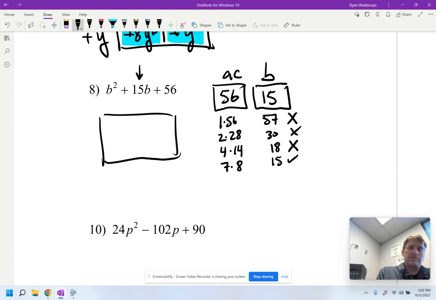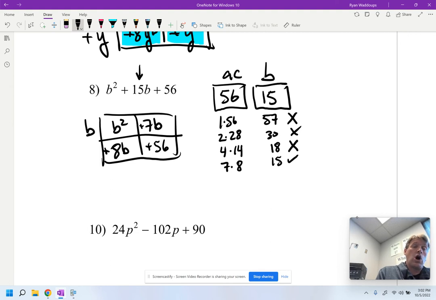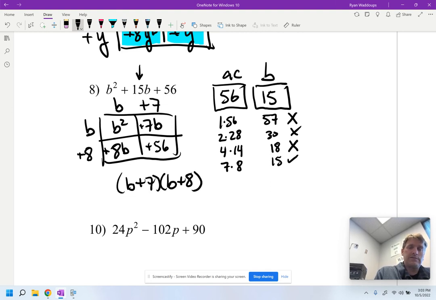We go to the box. We put everything in the box. We put b squared in the box. We put 7b in the box. We put 8b in the box. We put plus 56 in the box as well. And these are positive, and this is positive. And then I say, hey, these have a b in common. These have a b in common. These have 7 in common, and these have 8 in common. And so we've got our factors are b plus 7 times b plus 8. And we're good.